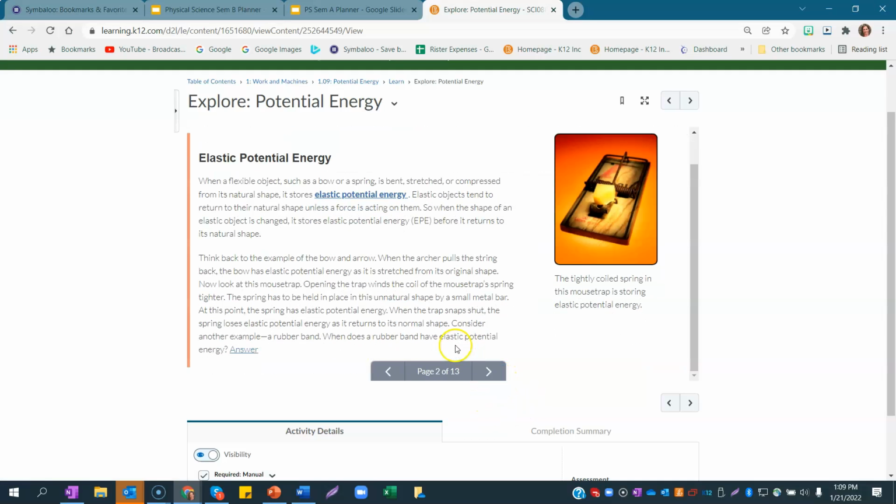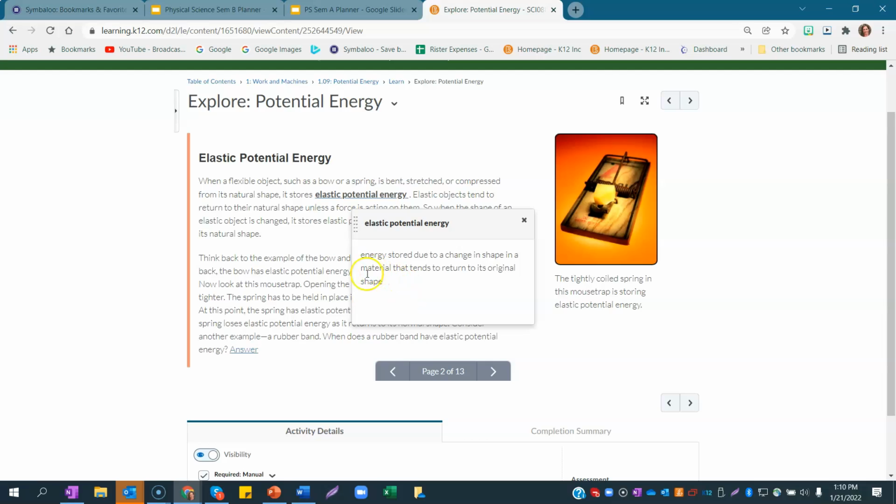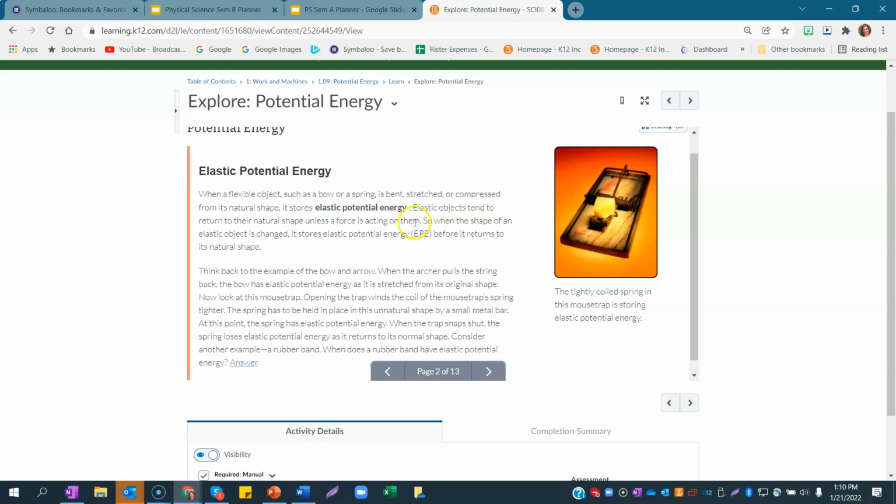The guiding question is, what is elastic potential energy, and give an example. When a flexible object such as a bow or a spring is bent, stretched, or compressed from its natural shape, it stores elastic potential energy. So again, if you want to click here, you can get the definition. Make sure you have that in your notes, but it's also the answer to guiding question number 2.